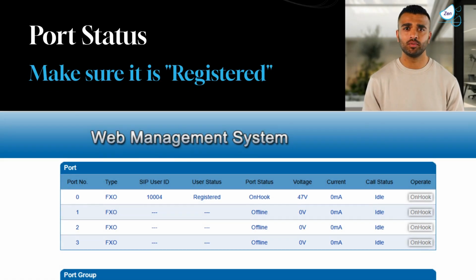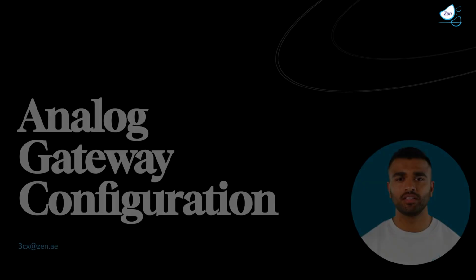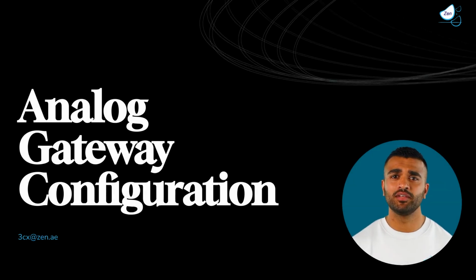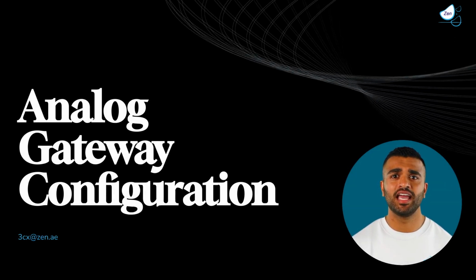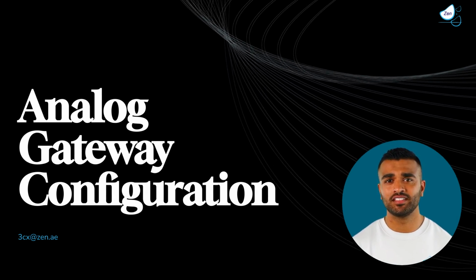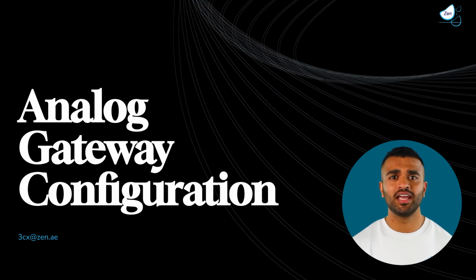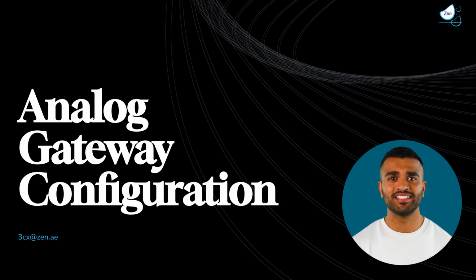Last step is to check the port status, as it should be marked registered. You've now connected your analog gateway with 3CX, enabling your PBX to handle traditional analog lines or devices. This allows you to modernize your communication while keeping compatibility with legacy systems.